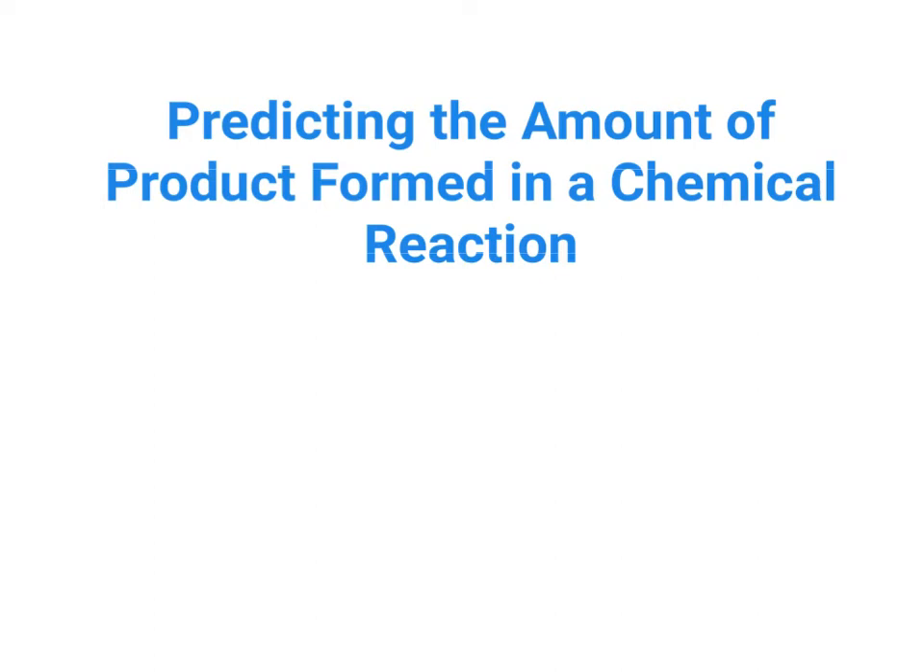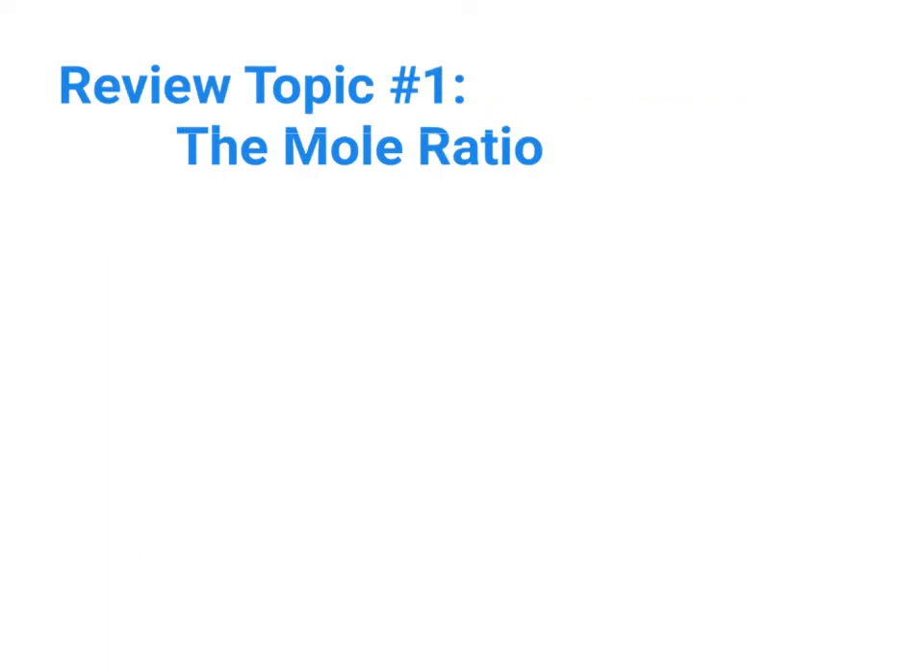So this week we're going to focus on predicting the amount of product formed in a chemical reaction. And you actually already know everything you need to know to do this. The important thing though is to remember the proper steps. So we're going to start with a little bit of review. The first thing we need to review is something called the mole ratio.